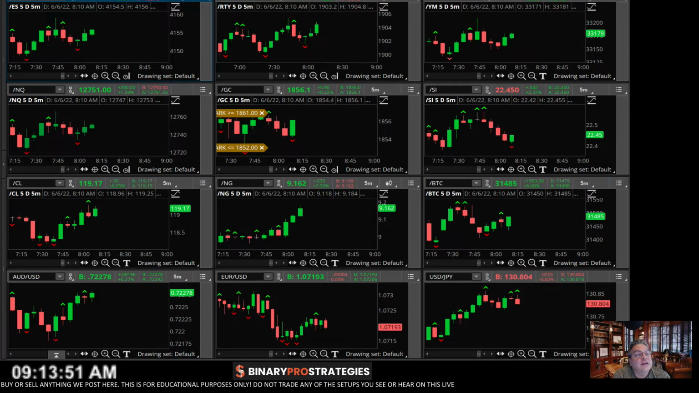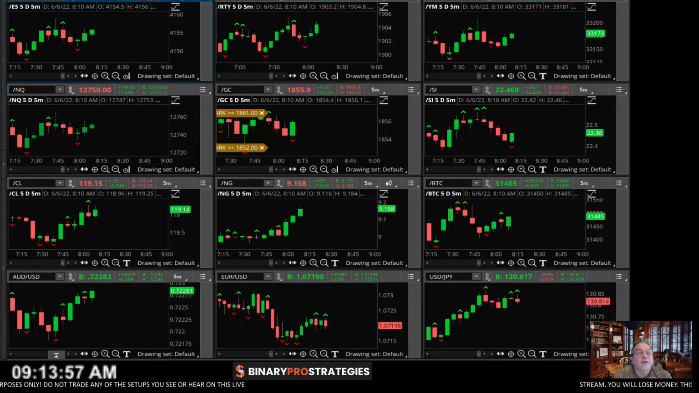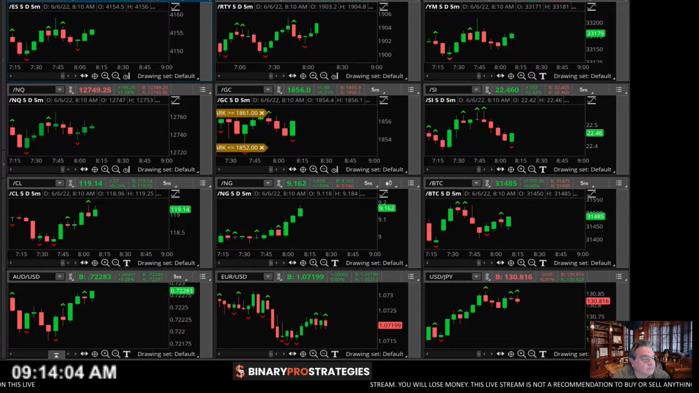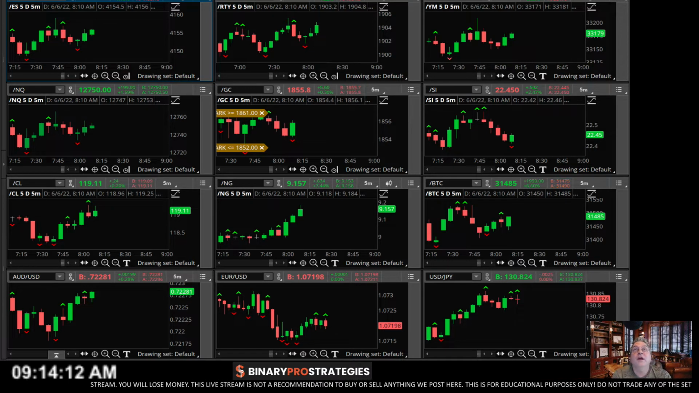We're using the exact same patterns on the dailies that we use whether we're trading 5 minutes or hourlies. They are the exact same patterns that we teach in Crystal Ball and Core. So pretty quiet.